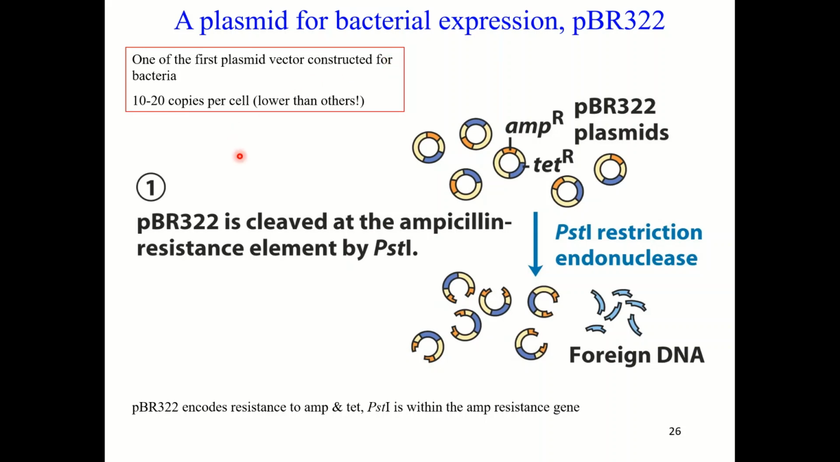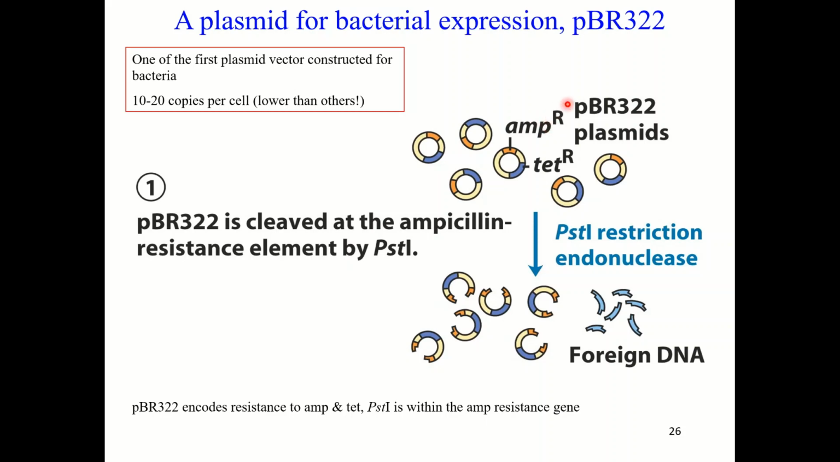Okay, so this is what's known as a low copy plasmid, because there's only about 10 to 20 copies per cell, and typically you're going to see plasmids that have a higher copy number, that have more copies per cell than that.